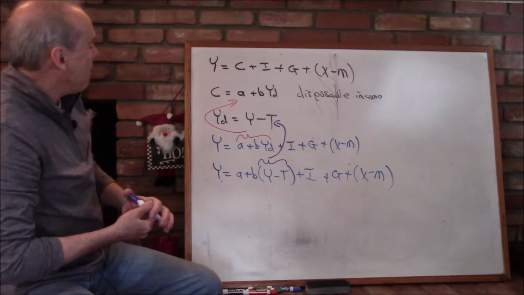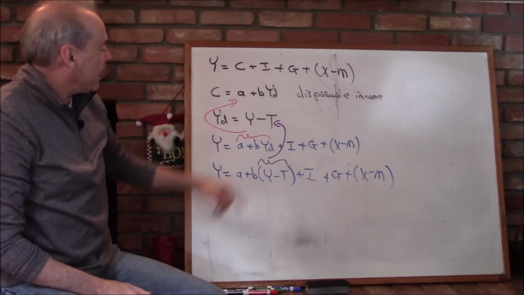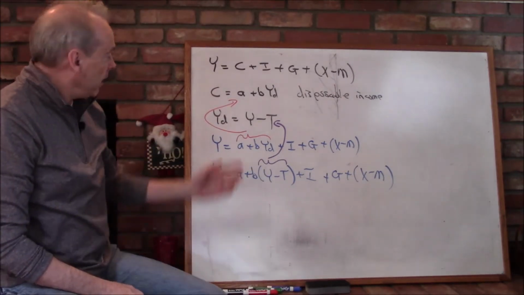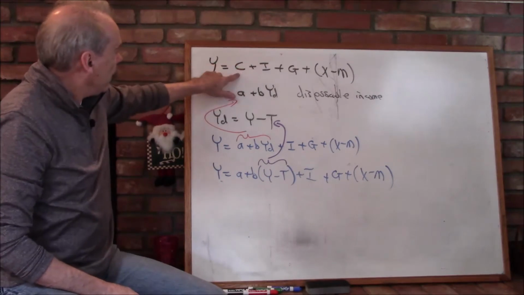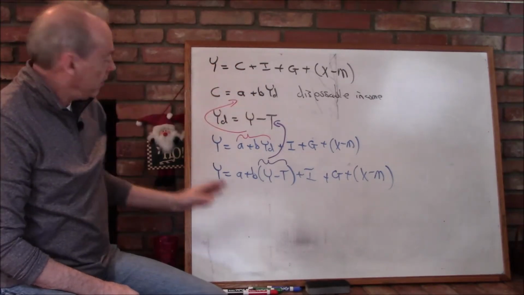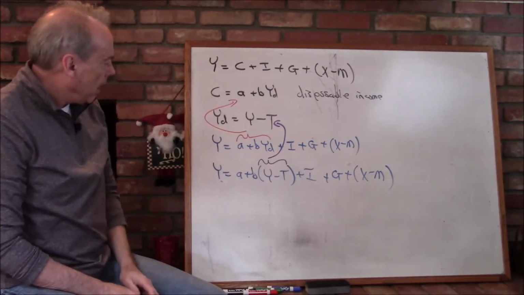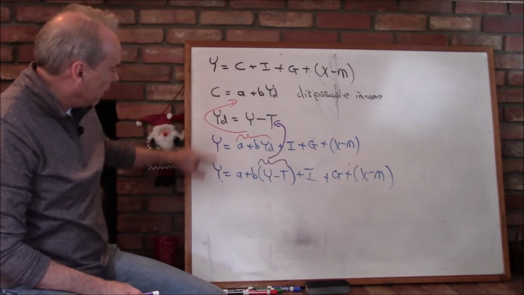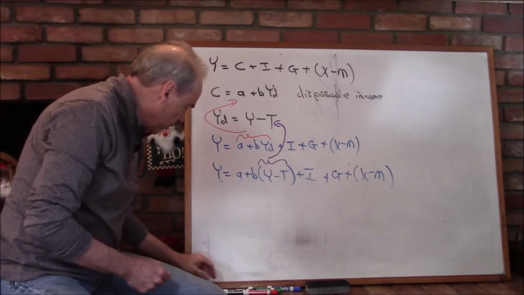Next, I substituted y minus t in for yd. Ultimately, we substituted this in for that, and then this in for that. So here's our new equation right here. And I think I'm going to need to erase all this and just write this at the top and go from there to do the derivation.